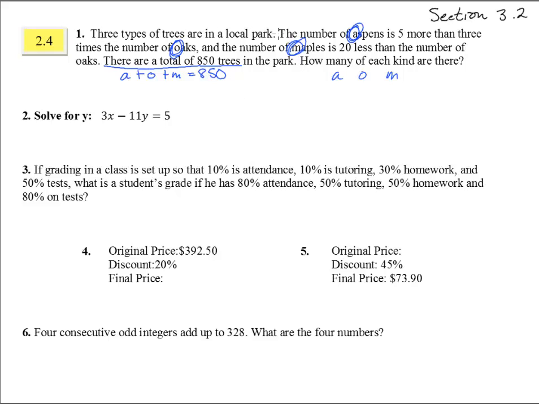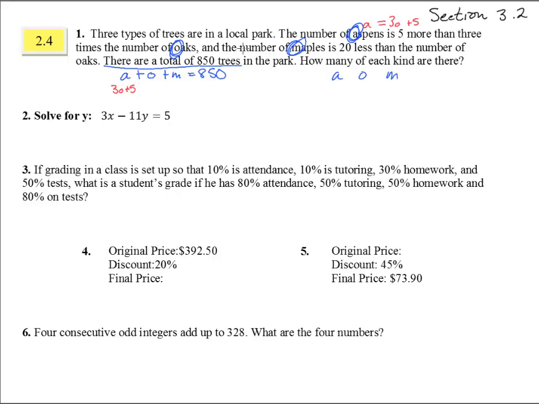Three types of trees in a local park. The number of aspens, well, let's write it here. Aspens is 5 more than 3 times the number of oaks. So if we have 3 times the number of oaks, that's not a 30, that's 3 times the number of oaks, plus 5, that gives us A. So if we put that right here, 3 times the number of oaks plus 5, that's your aspens.